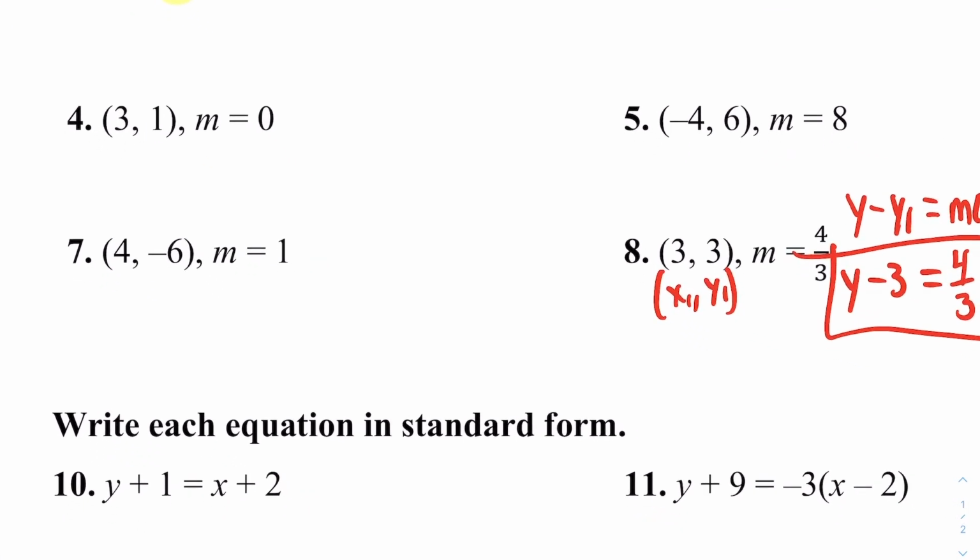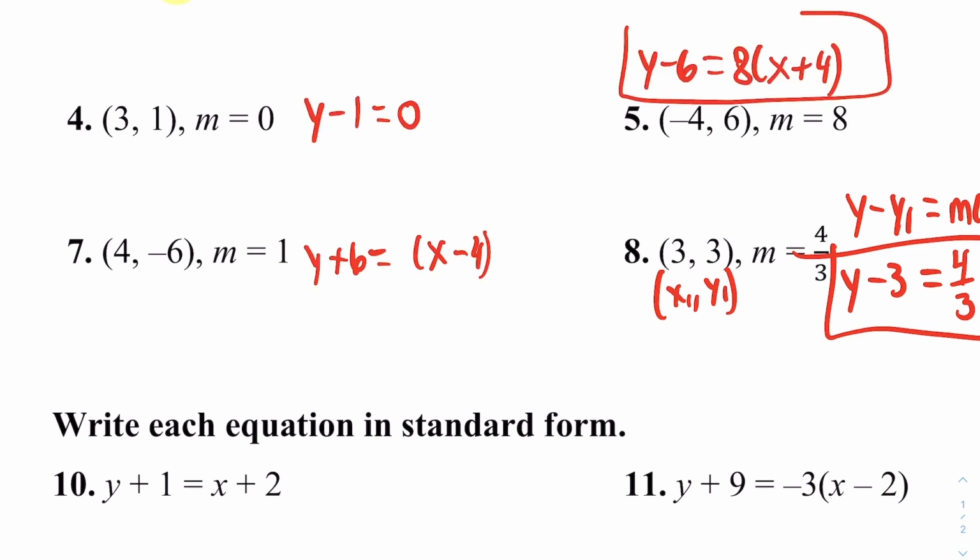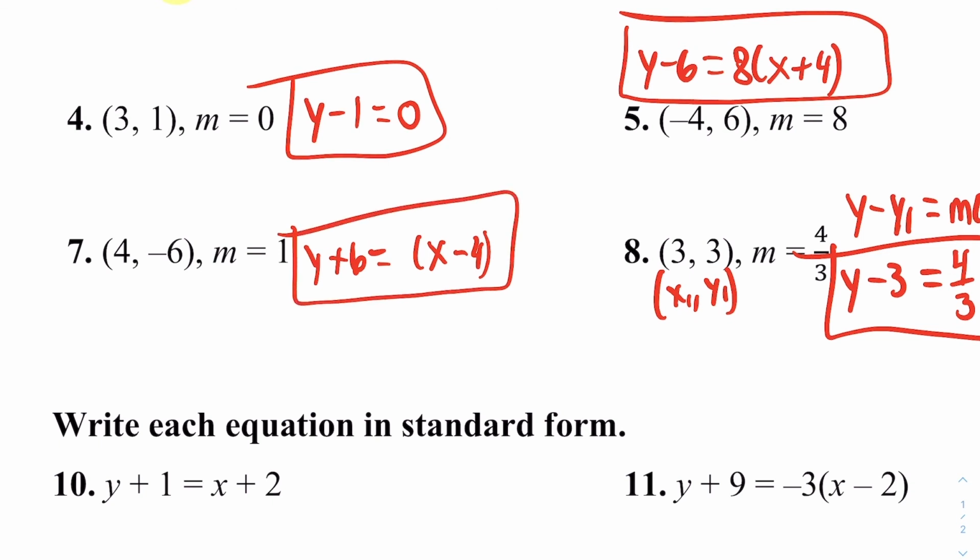You try 4, 5, and 7, and I'm going to show you the answers in 5 seconds. There are the 3 answers. Y minus 1 equals 0. Y minus 6 equals 8 times x plus 4. Y plus 6 equals x minus 4. It's pretty easy, huh? You just put the point and subtract it, and you put the slope in front of the parentheses.